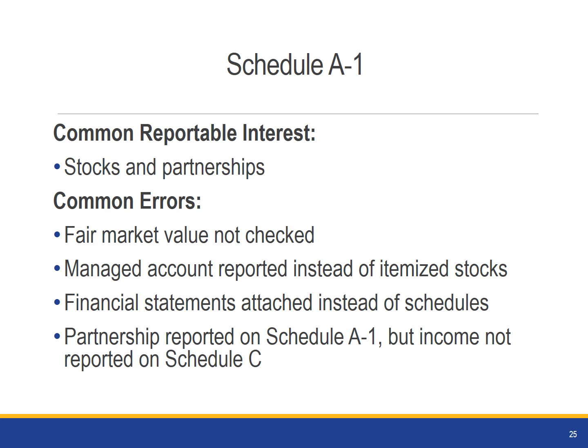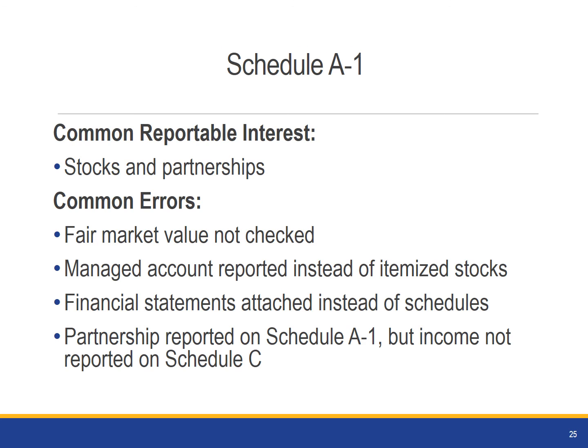Schedule A1 is used to report investments with a fair market value of $2,000 or more in which a filer's ownership interest is less than 10%. This includes a spouse's or registered domestic partner's investments. The most commonly reportable investments on Schedule A1 are stocks.